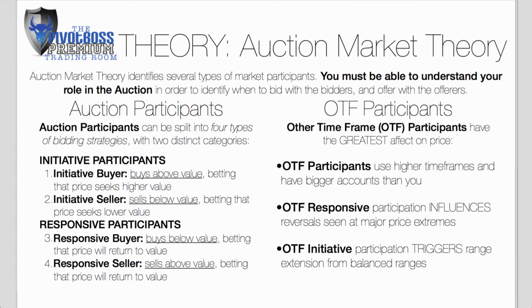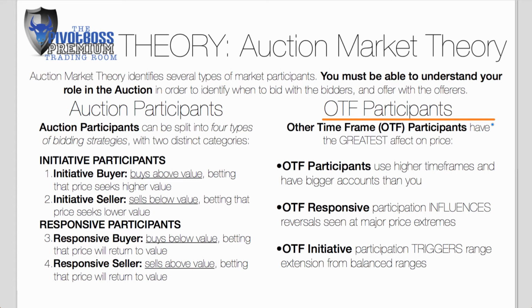So you also have the OTF responsive participants, and that's right here, OTF responsive participants. Those are other time frame participants, and these participants have greater influence and effect on price. So an OTF responsive participant uses a higher time frame and has a bigger account than you. So think institutions, think wealthy billionaires, and all those folks. They're using higher time frames, and they have the massive limits to buy or sell at these areas that create iceberg orders that influence price.